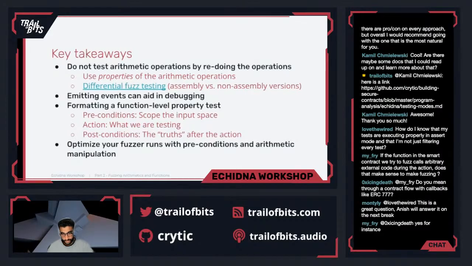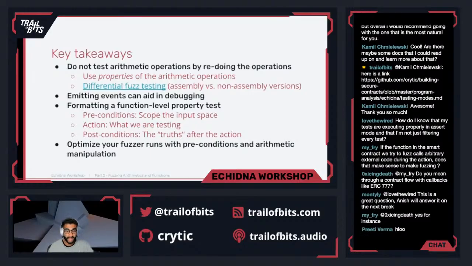And then most importantly, we talked about how to format function level properties. So we have preconditions, which scope the input, the action, which tests the input, and then postconditions, which are the truths that come out of the action. So remember this, very important. And you'll notice that this is quite similar to even how unit tests are run. You have preconditions, you do some setup, you send some tokens to X or Y, and then you actually call the function you're testing, and then you check the result of the thing you tested, right? But with fuzz testing or property-based testing, you have to get a little bit more abstract. You're not working with concrete values, you're working with free variables that are manipulated in a variety of different ways. But it's the same concept of precondition, action, postconditions.